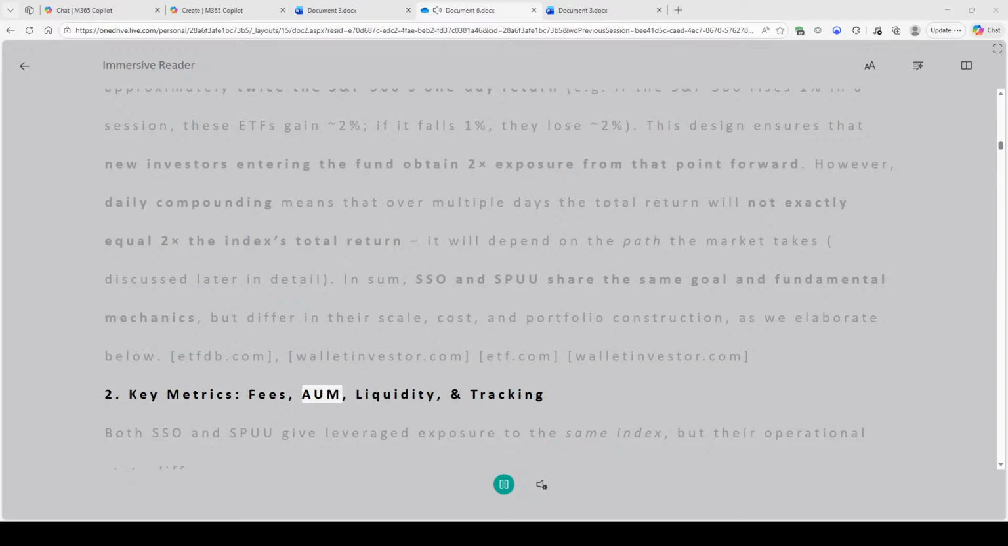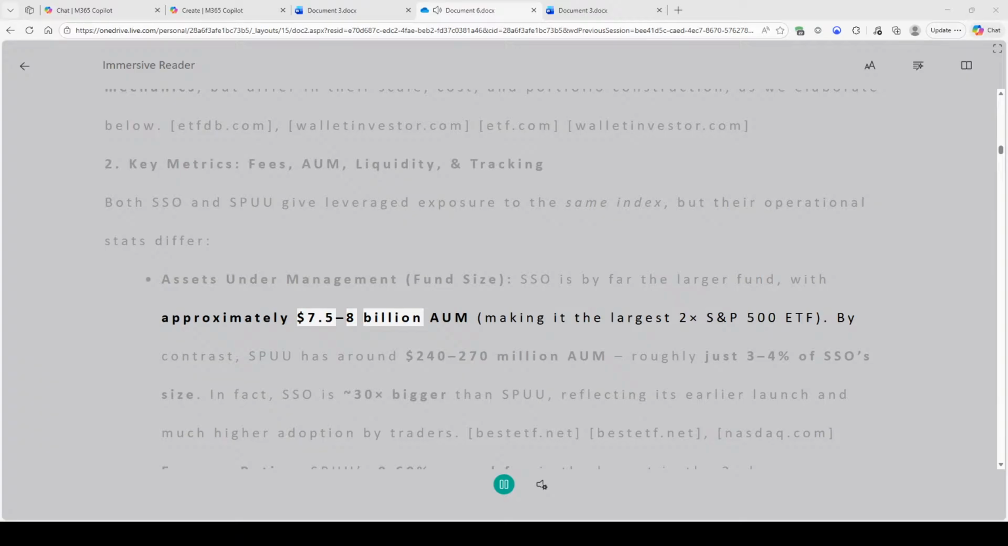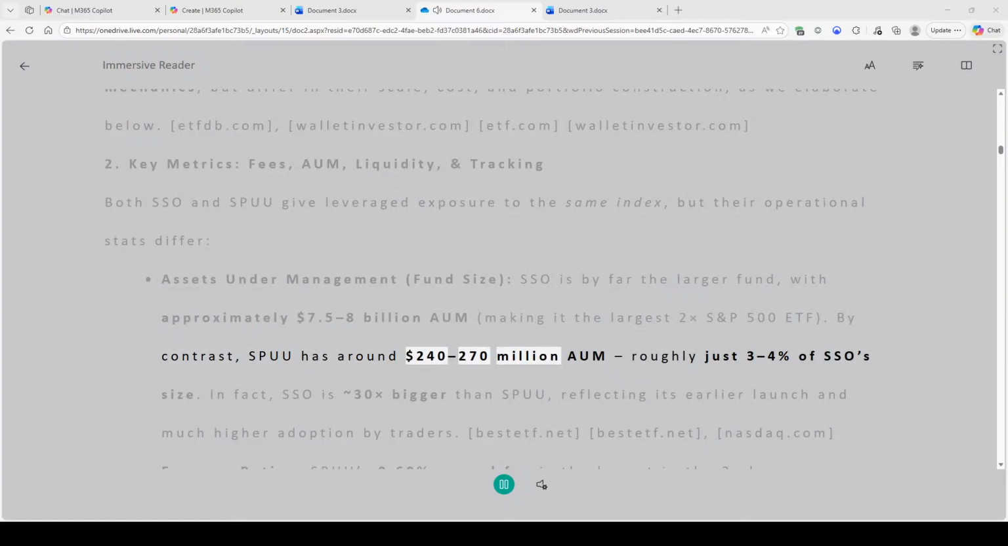2. Key metrics: fees, AUM, liquidity, and tracking. Both SSO and SPUU give leveraged exposure to the same index, but their operational stats differ. Assets under management: fund size. SSO is by far the larger fund, with approximately $7.5 to $8 billion AUM, making it the largest 2 times S&P 500 ETF. By contrast, SPUU is around $240 to $270 million AUM, roughly just 3 to 4% of SSO's size. In fact, SSO is 30 times bigger than SPUU, reflecting its earlier launch and much higher adoption by traders.